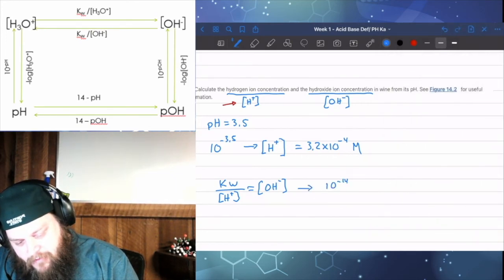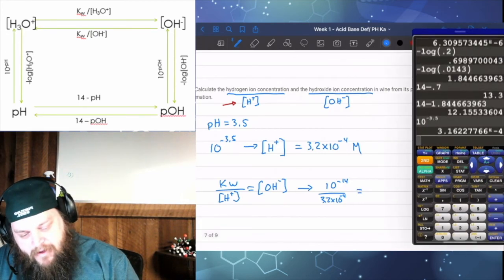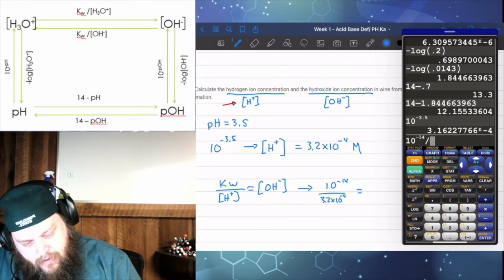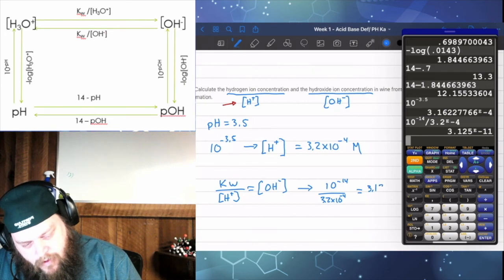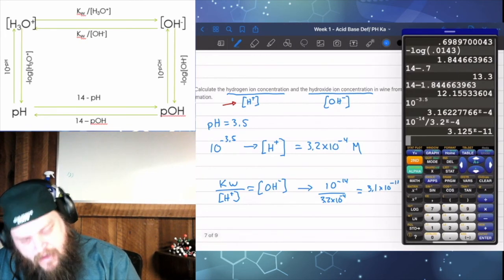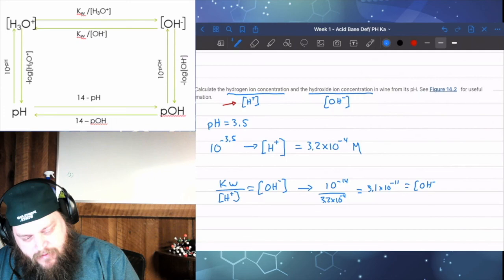So that's 10 to the negative 14 divided by 3.2 times 10 to the negative 4. That should give us our answer here. Should be a 1 in there, divided by 3.2 e to the negative 4. So I'm getting 3.125. So let's go to 3.2. No, 3.1 times 10 to the negative 11, I believe it was. Yeah. Which should equal our concentration of OH minus.